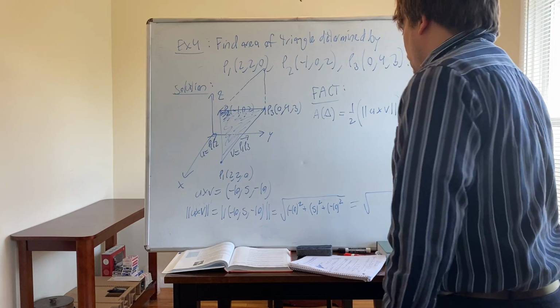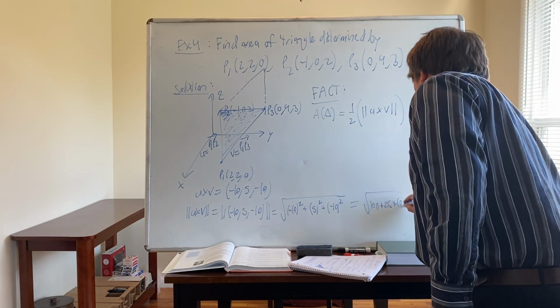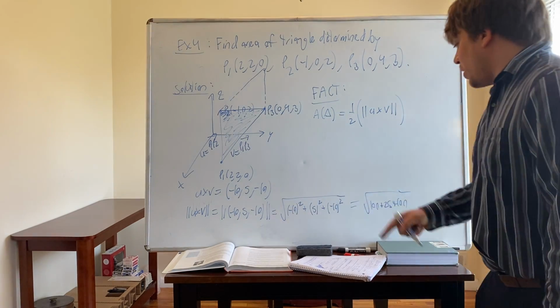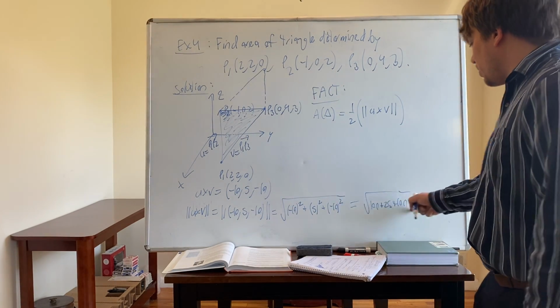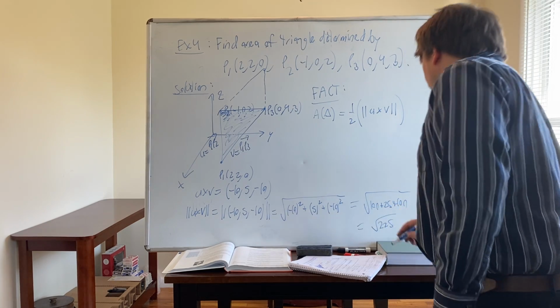So this is equal to the square root of 100 plus 25 plus 100. Right? Negative 10 squared is 100, 5 squared is 25, negative 10 squared is 100. So this is the square root of 225, and that's 15.